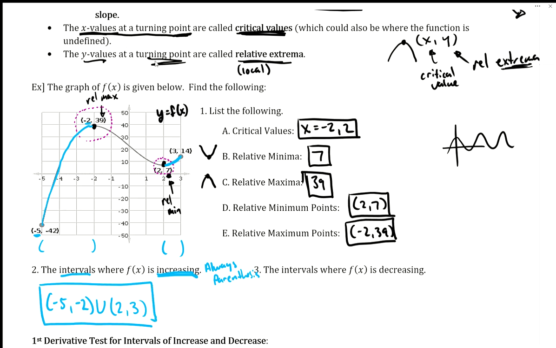Now let's see where it's decreasing, again as an interval. We can see it's decreasing here in purple where it's drawing downward from left to right. It starts at -2 and goes to +2. So -2 to +2 is our final answer there.